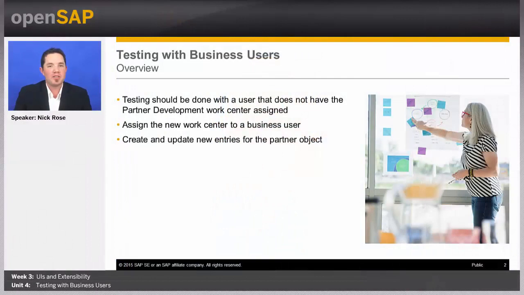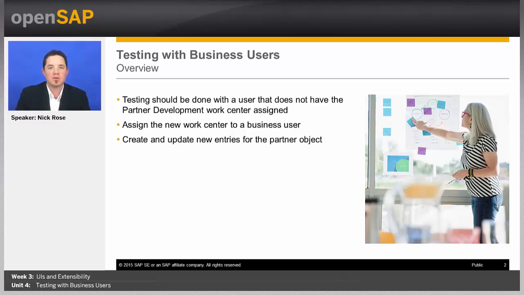Now, as we develop content in the SAP Cloud Application Studio, we're always using a development user, someone who has the Partner Development Work Center and one or more of the views assigned to that user. If we want to test something, we should try to use a business user, a non-development user, somebody that does not have that Partner Development Work Center. And that's what we're going to do today.